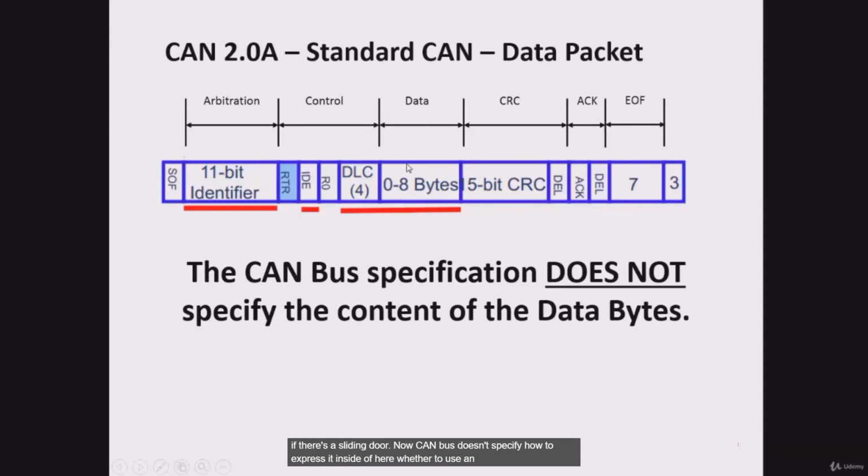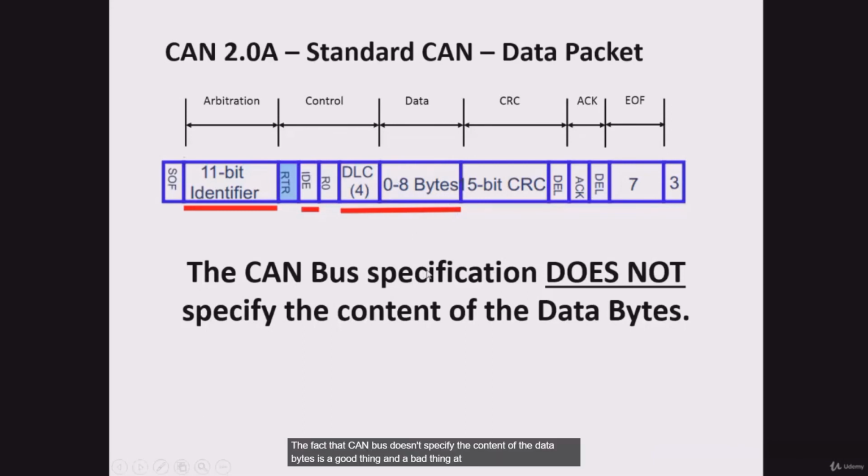Now, CAN bus doesn't specify how to express it inside of here, whether to use unsigned integers or floating point, how many bits to use, which bits to use, which bytes to use. The specification in here comes directly from the designer. So the designer of the CAN bus network must decide, based on the piece of equipment in which the CAN bus network is being installed, what goes into here on a per message identifier basis, because it's not just one format for all message identifiers. According to the message identifier that is used, this will determine the format that is used in here, and that is determined by the design engineer.